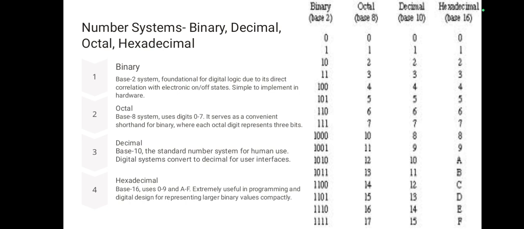Next, we come to the decimal number system with a base radix of 10, the standard number system for human use. Digital systems convert to decimal for user interface. Hexadecimal number system is a number system with a base radix of 16, uses the numbers 0 to 9 and alphabets A to F. It's extremely useful in programming and digital design for representing larger binary values compactly. The table shows the representation of different types of numbers in binary, octal, decimal and hexadecimal, starting from 0 up to 1111 in binary, 0 to 17 in octal, 0 to 15 in decimal and 0 to F in hexadecimal.